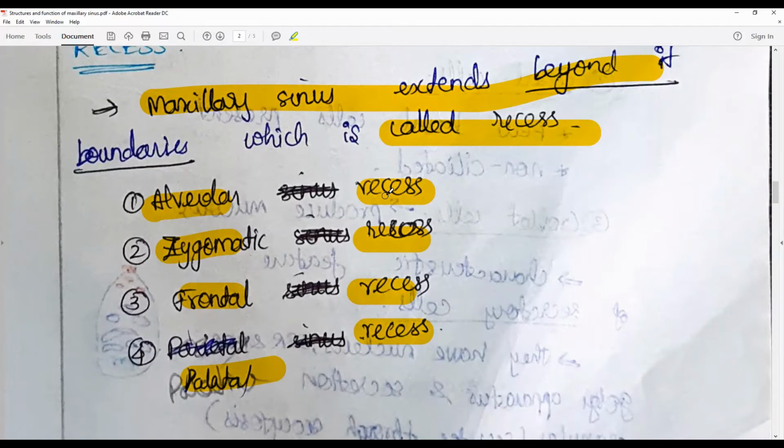sometimes even the maxillary canines may be in close proximity to the sinus recesses. If there is a pathology in this root, it may directly involve the sinus and may produce maxillary sinusitis of odontogenic origin, meaning sinusitis, inflammation triggered by tooth-related infection.